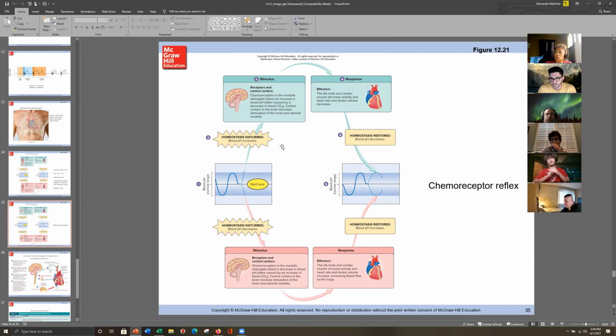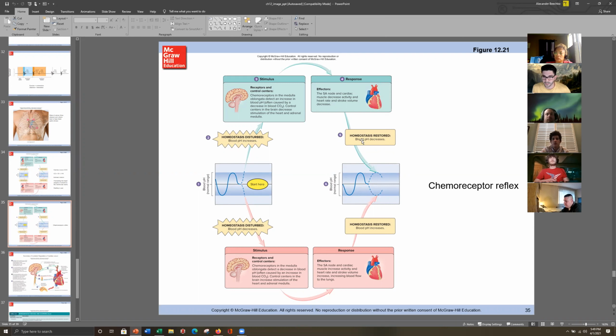So if blood pH increases, chemoreceptors in the medulla oblongata detect an increase in blood pH, often caused by decreases in blood carbon dioxide content. Control centers in the brain will decrease stimulation of the heart and adrenal medulla. The sinoatrial node and cardiac muscle decrease activity and heart rate, and stroke volume will decrease, right? So heart rate and stroke volume go down, cardiac output goes down.